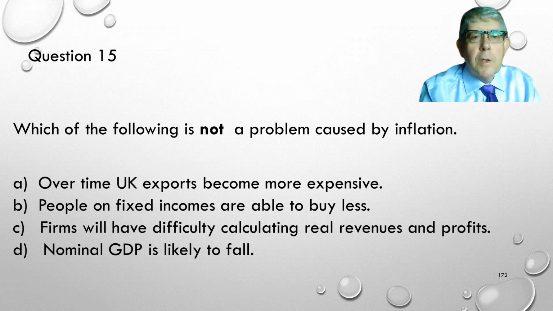Which of the following is not a problem caused by inflation? A, over time, UK exports become more expensive. B, people on fixed incomes are able to buy less. C, firms will have difficulty calculating real revenues and profits. And D, nominal GDP is likely to fall.